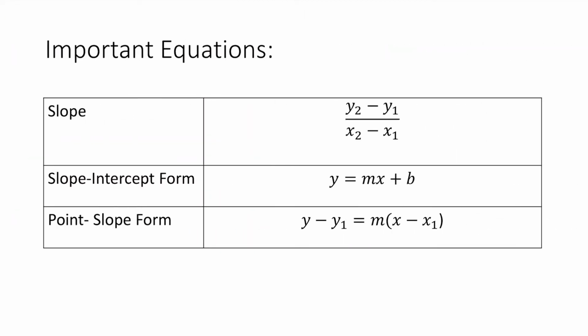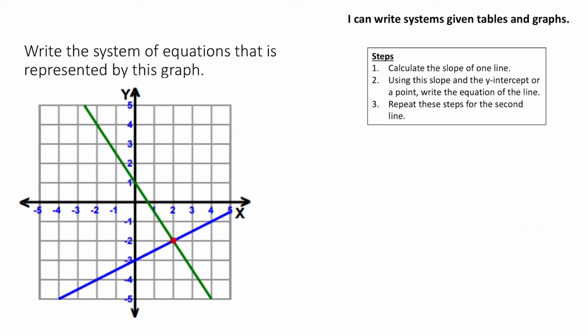So remember, the important equations that we need are the slope formula, y2 minus y1 divided by x2 minus x1, slope-intercept form, y equals mx plus b, and then point-slope form, if you're using it, y minus y1 equals m times x minus x1. So let's write the system of equations that's represented by this graph.